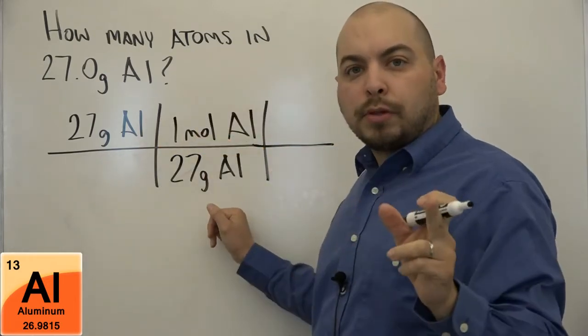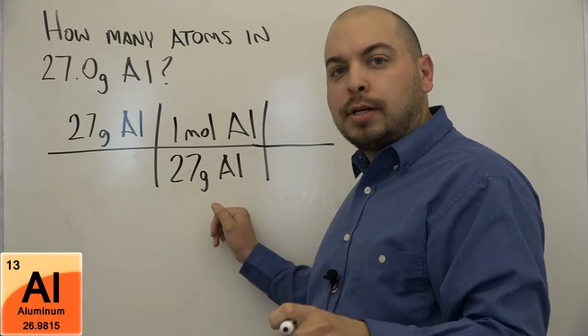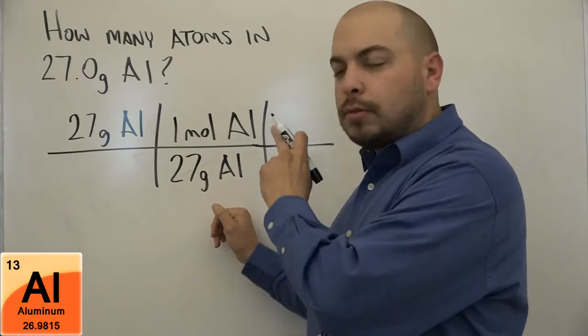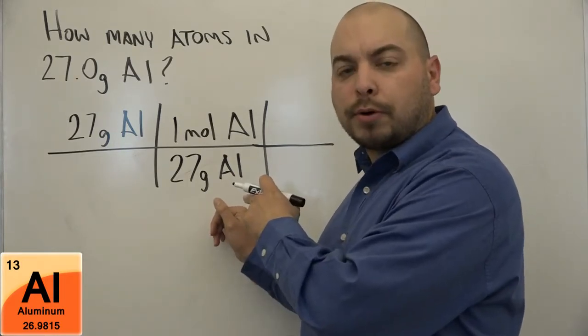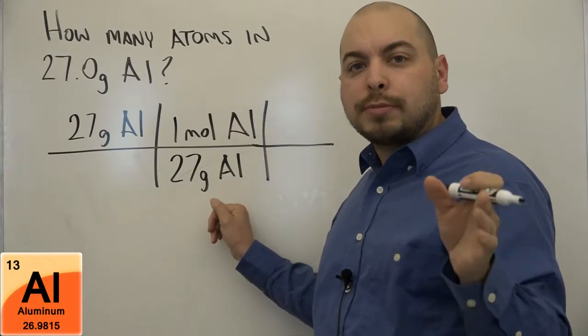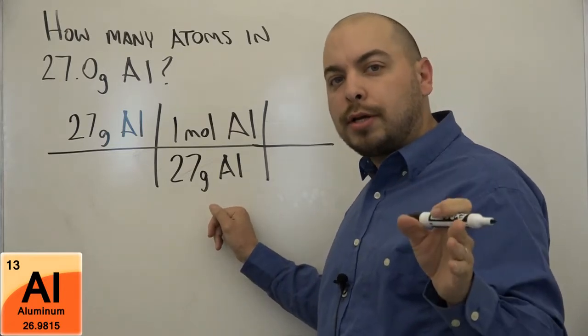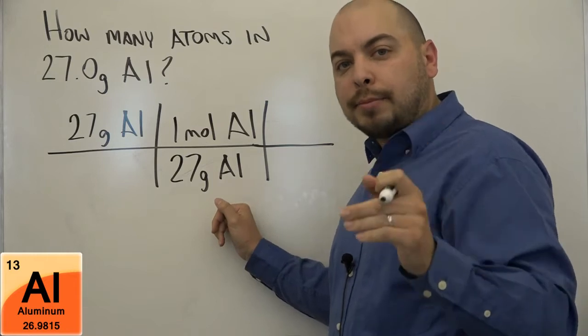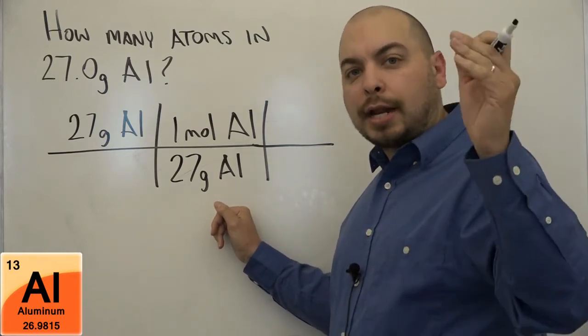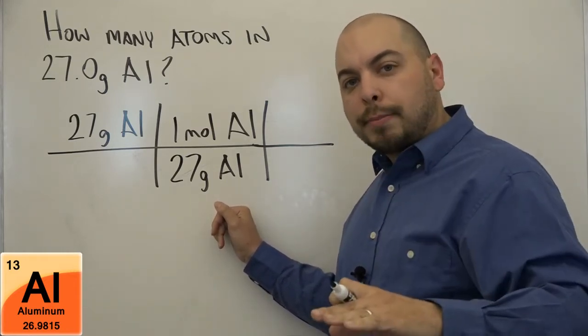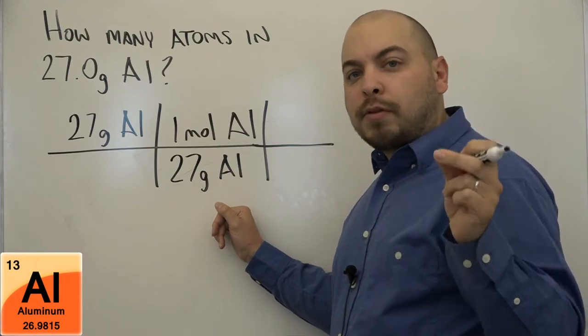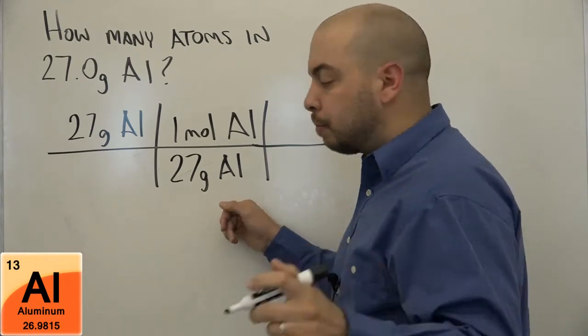Now that we're in moles of aluminum, we need to convert into particles, in this case atoms. Our conversion factor for particles is Avogadro's number, 6.02 times 10 to the 23rd. We need to convert into atoms, which means that's going to be atoms on top, moles on the bottom, which means we are going to effectively multiply by Avogadro's number here.